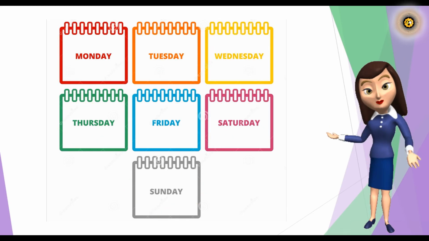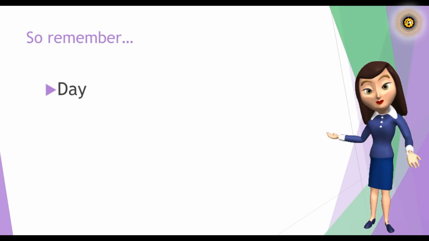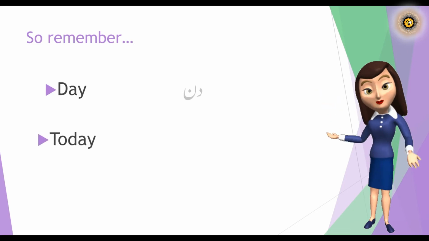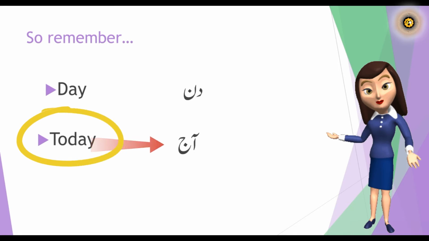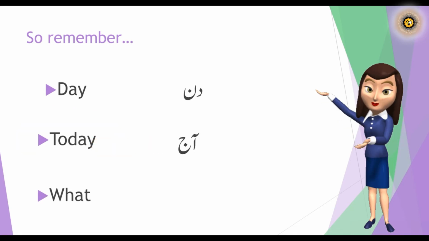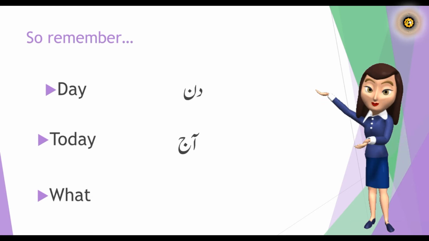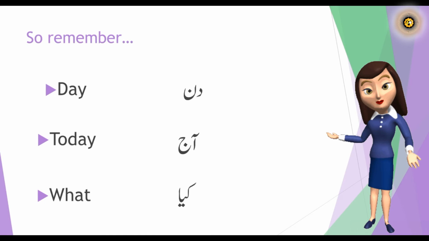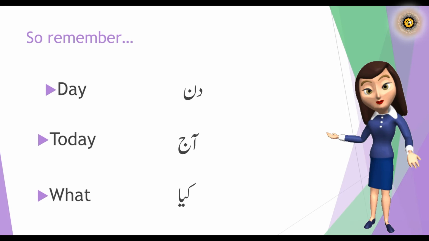So repeat many times for practice. All right. Do you remember? Day is din. Today is aaj. Day is din and today is aaj. Okay, do you remember how to say what in Urdu? Yes, we say kya. When we ask a question in English, we say what. And when we ask a question in Urdu, we say kya.